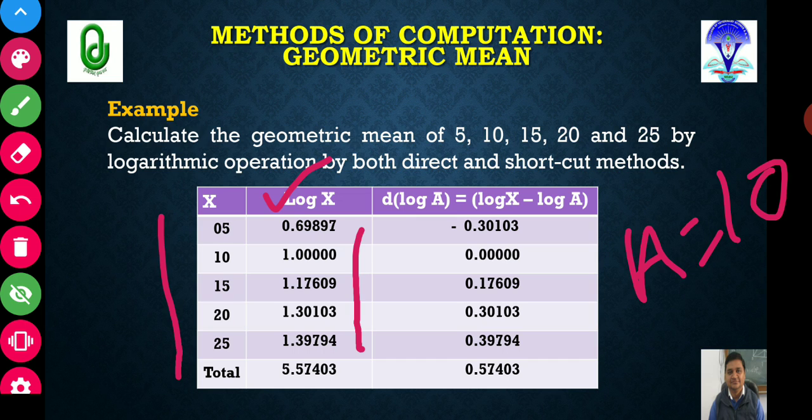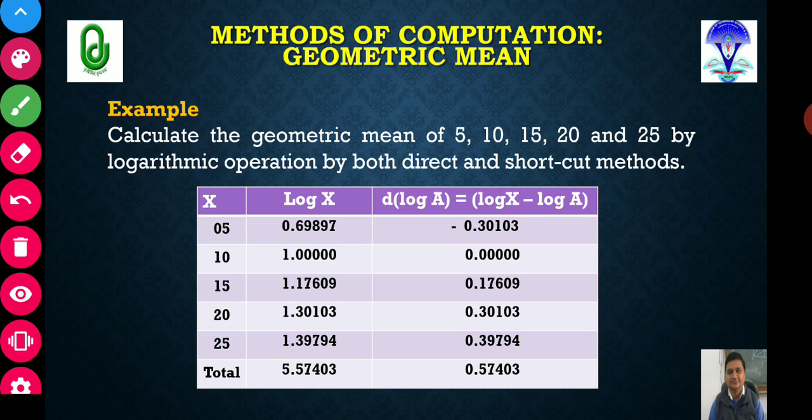So what will be the log of 10? The log of 10 will be 1. So 1 minus 0.69897 is equal to minus 0.30103. So similarly, I have found the d log a for all the values, and at last I have found the summation of log x and the summation of d log a.